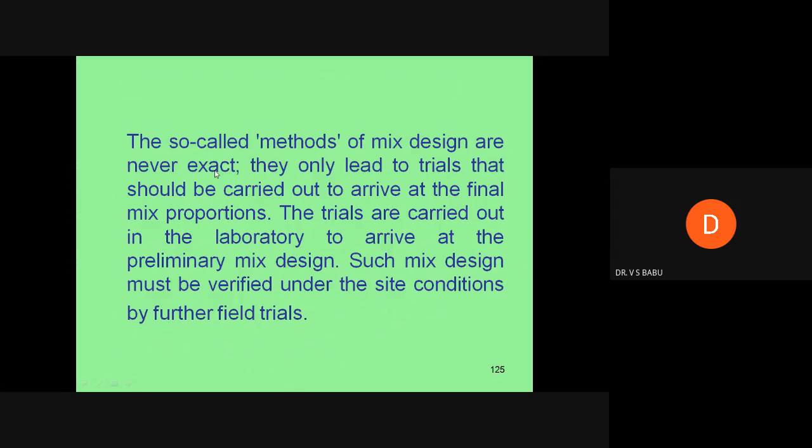So every method of mix design is not LHS equals RHS. This is not a complete solution. This is only the basic guidelines. The basic guidelines only are given in the mix proportion. So don't ask me a question, sir, if I have designed for M25 grade concrete but I am not getting M25 grade concrete, something has happened.